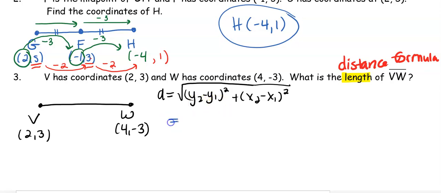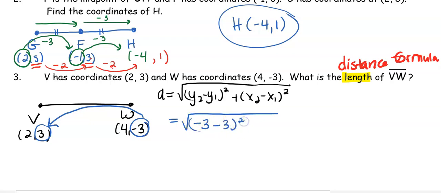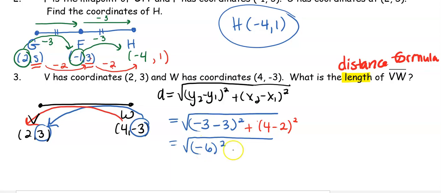So first thing I'm going to do is subtract my y's. Here's my y's, and I'm going to go here to here. So -3 minus 3 quantity squared. So if I went from the right to the left, I've got to do the same thing with the x's. So 4 minus 2 quantity squared. Again, it doesn't matter which direction you travel as long as you travel the same direction for the x's and the y's. So we've got -3 minus 3, that's a -6 quantity squared. For our x's, 4 minus 2 is 2 quantity squared. -6 squared, remember we're squaring that negative, so it's going to become a positive 36. 2 squared is a positive 4.